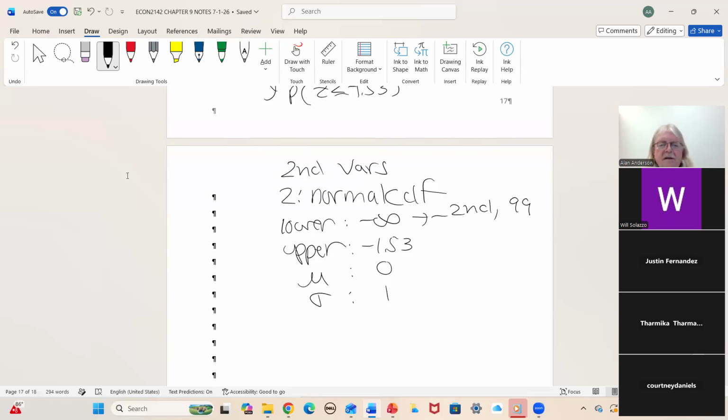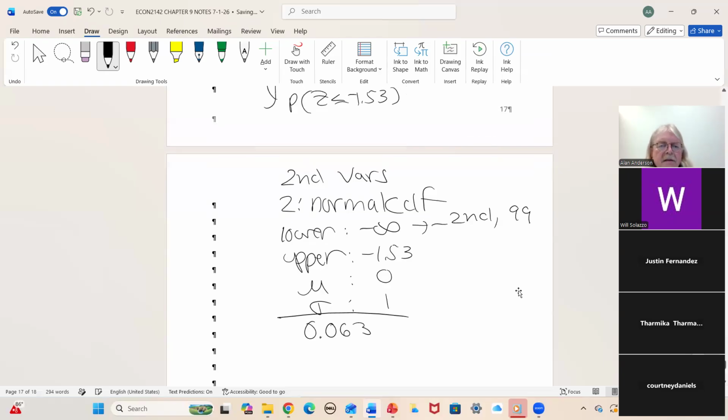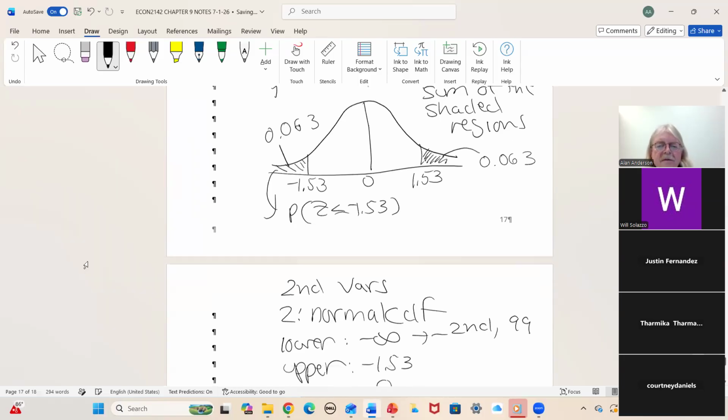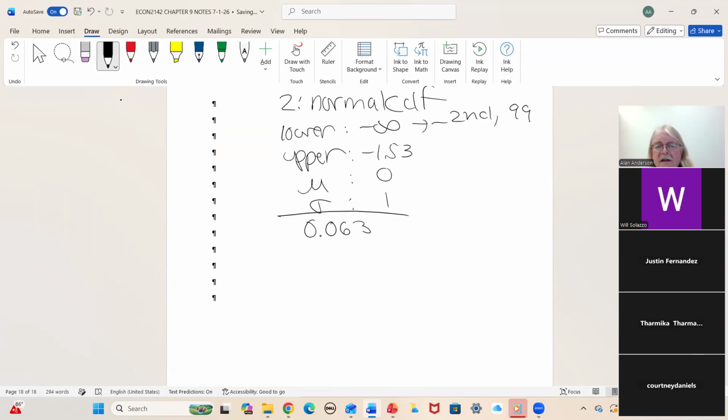We're looking at 0.063. And that means this area is 0.063, as is this one. The p-value is the sum of those two, because it's a two-tailed test. So that's our p-value.